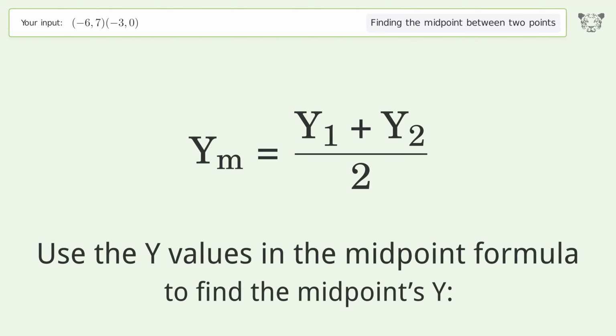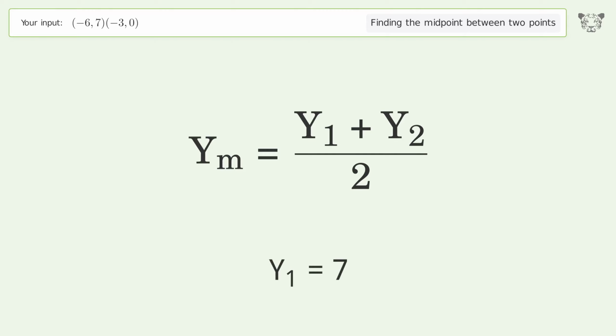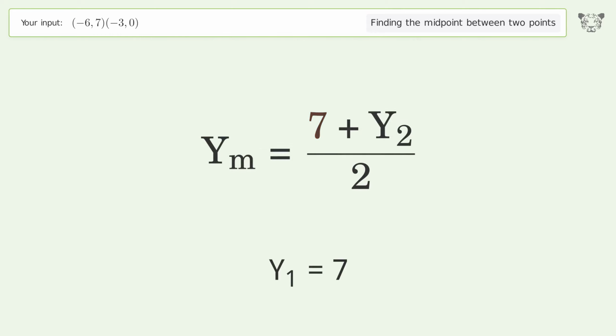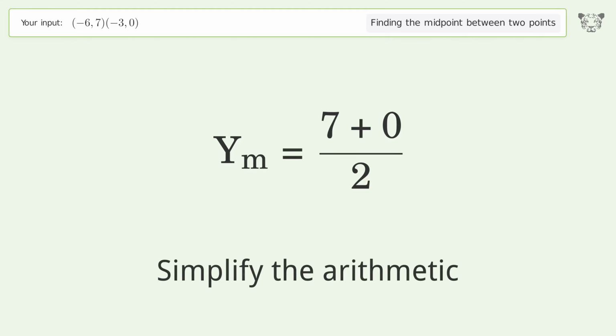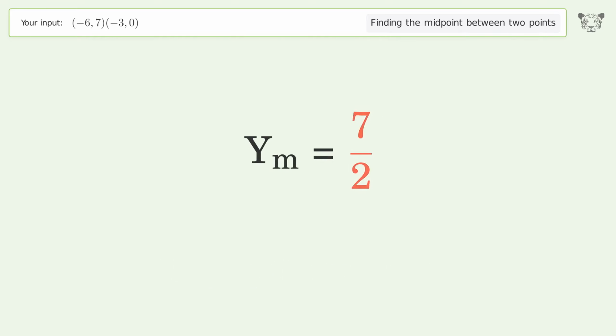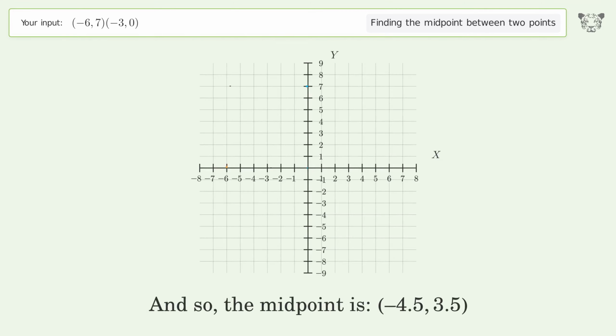Use the y values in the midpoint formula to find the midpoint's y. y1 equals 7. y2 equals 0. Simplify the arithmetic. And so, the midpoint is negative 4.5, 3.5.